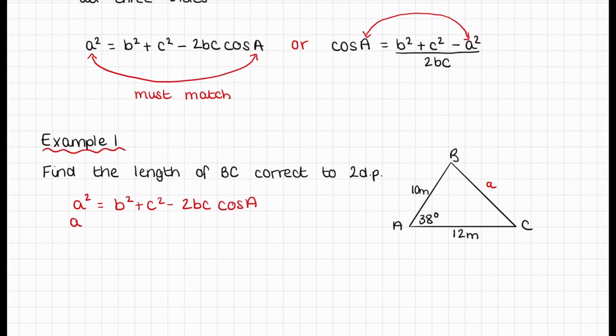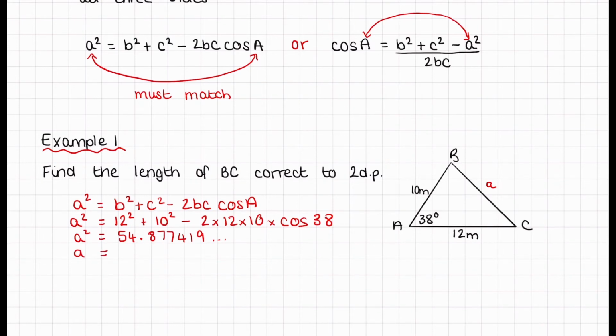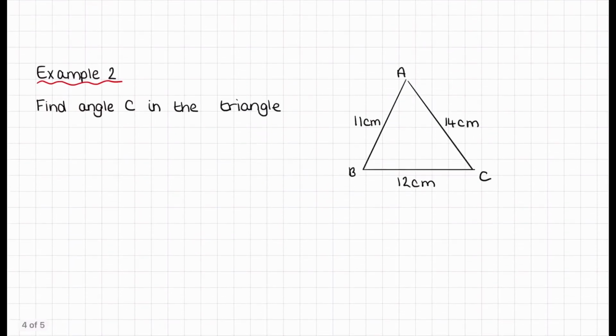So we're trying to find a, so a squared equals b squared, 12 squared plus c squared, which is 10 squared, minus 2 times 12 times 10 times cos, and the angle is 38. So work that out, you get a squared will equal 54.877419, etc. And then we've got to square root that, so we get a equal approximately 7.41 meters.